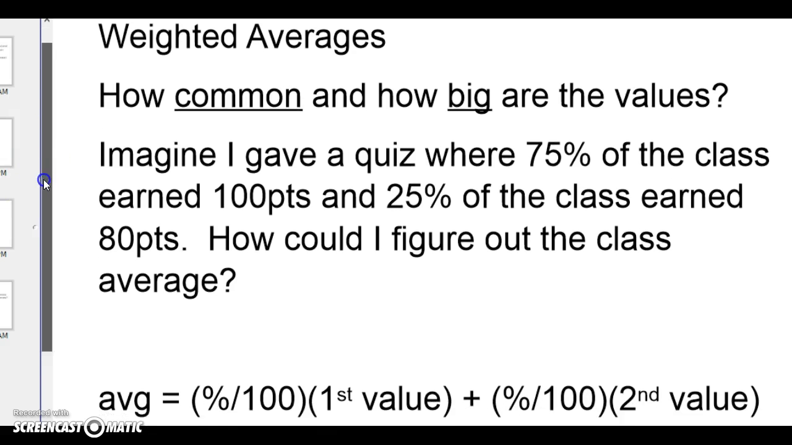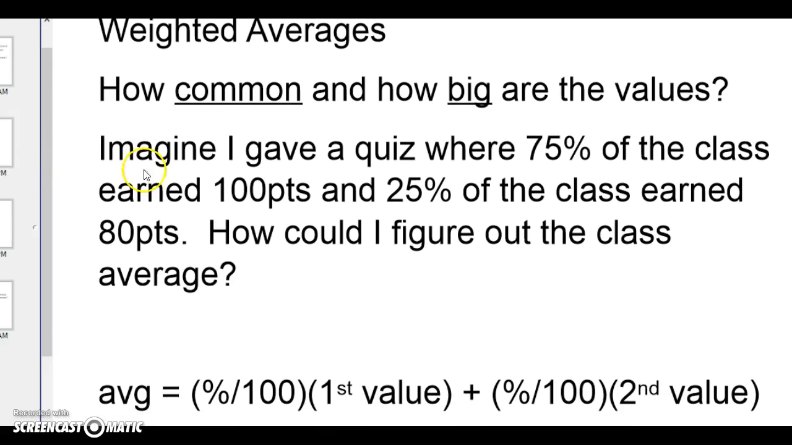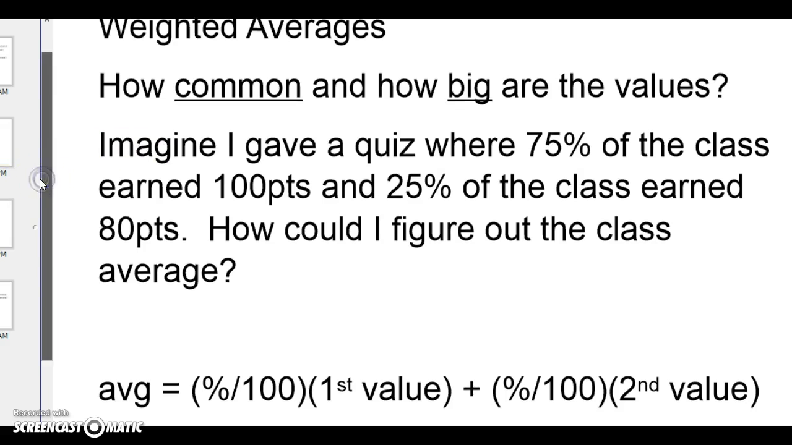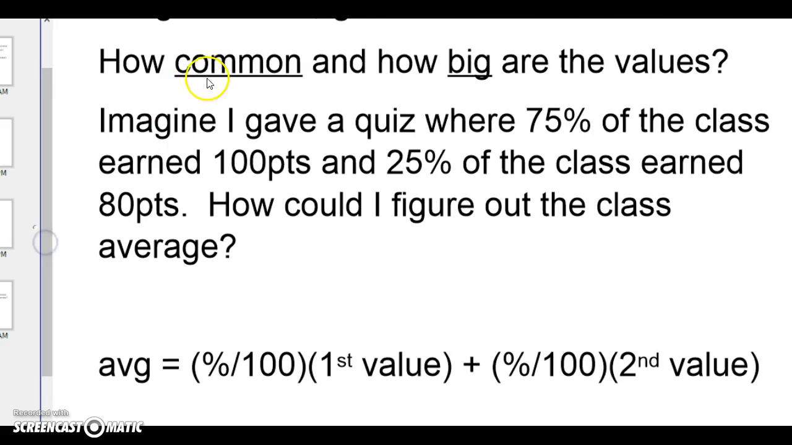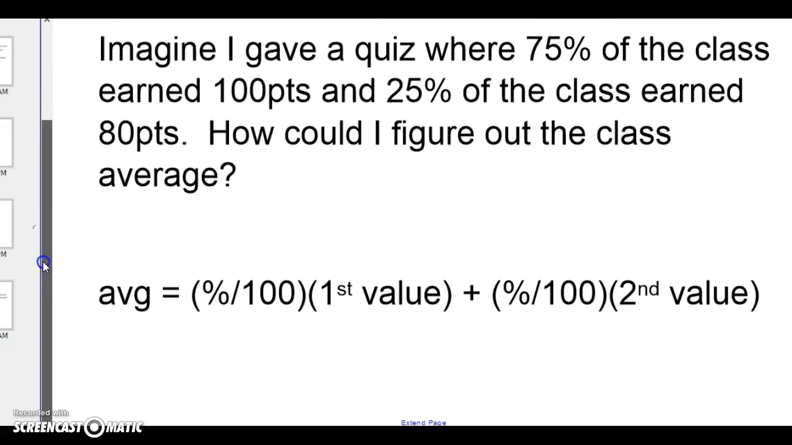So let's see. Imagine I gave a quiz where 75% of the class earned 100 points and 25% of the class earned 80 points. How could I figure out the class average? Well, if I just said the average between 100 and 80 is 90, that would be very bad because a lot more students got 100 than 80. So I need an equation that looks at how common and how big each of the scores is.